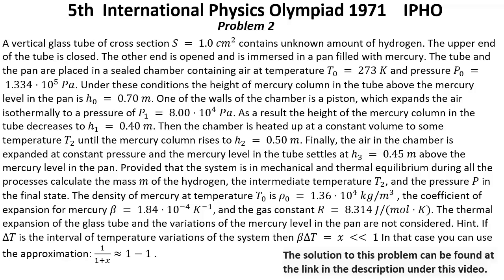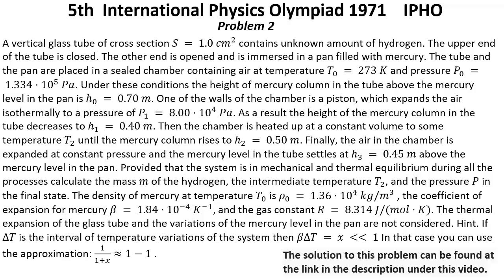Provided that the system is in mechanical and thermal equilibrium during all the processes, calculate the mass m of the hydrogen, the intermediate temperature T2 and the pressure P in the final state. The density of mercury at temperature T0 is ρ0 equal 1.36 multiplied by 10 power 4 kg per cubic meter.